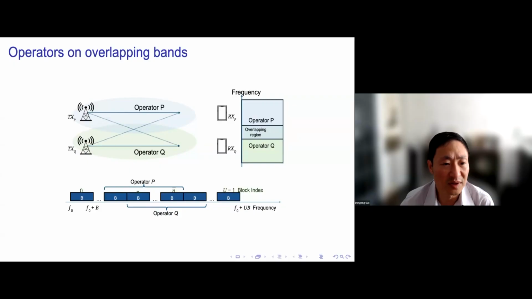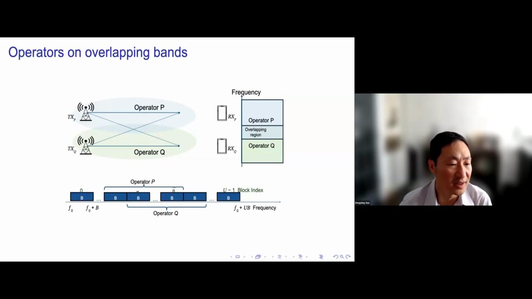The two operators may operate at two different pieces of spectrum, but with some overlap in between. That overlap may be the entirety of operator P's spectrum or part of it, and it is not known to the other operator to begin with exactly what the whole band is that the other operator is operating over.